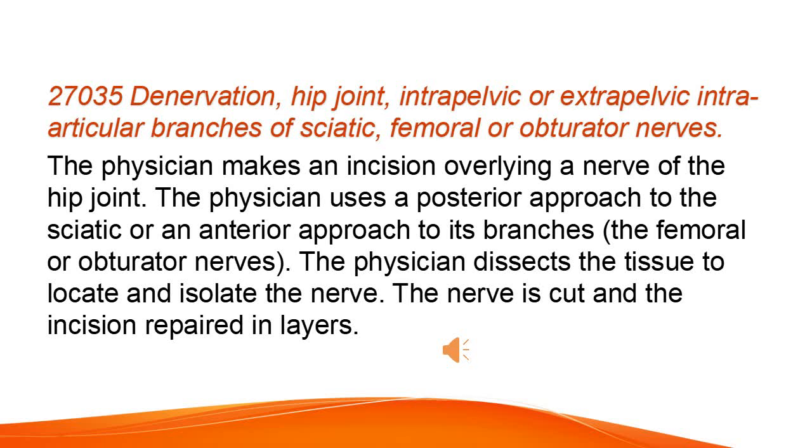Denervation, hip joint, intrapelvic or extrapelvic intra-articular branches of sciatic, femoral, or obturator nerves. The physician makes an incision overlying a nerve of the hip joint. The physician uses a posterior approach to the sciatic or an anterior approach to its branches, the femoral or obturator nerves. The physician dissects the tissue to locate and isolate the nerve. The nerve is cut and the incision repaired in layers.